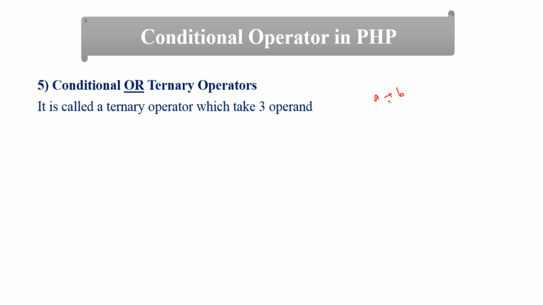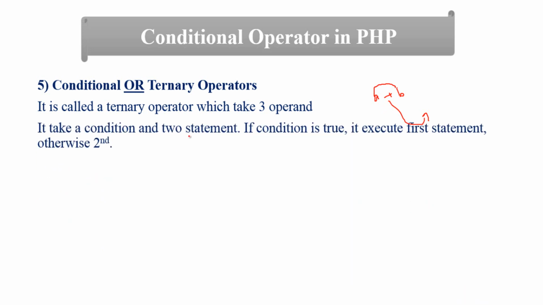In this way, plus is an action that shows an operator. This action is performed on these two variables. So these two variables we say are the operands. So an operator is the action that performs, or we can also say that it is a symbol. It takes a condition and two statements. There will be two statements.